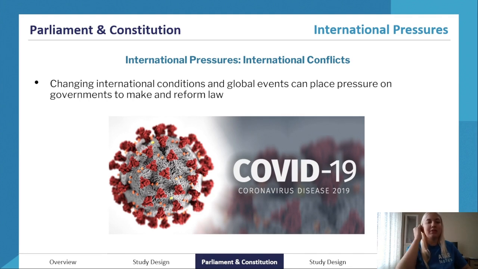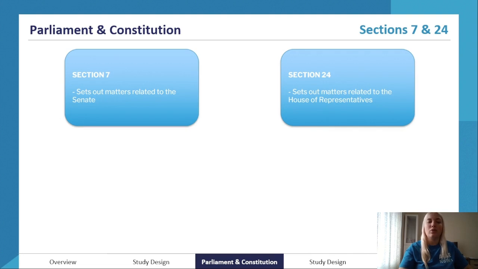And then lastly, international conflicts. So we said changing international conditions and global events can place pressure on governments to make and reform law. COVID-19 is a great example, because so many different laws were constantly being made and changed in order to try to control COVID-19. And this is an international pressure as well, because by limiting the spread within the country and the effects within the country, we also make sure that the international impact of COVID-19 is not as severe. If there are fewer people infected and sick within the country, then they cannot infect more people worldwide and across all the different countries as well. So this is why we had contact tracing, isolation, restrictions on movement and travel, personal protection and masks, etc. Laws regarding all of those things.